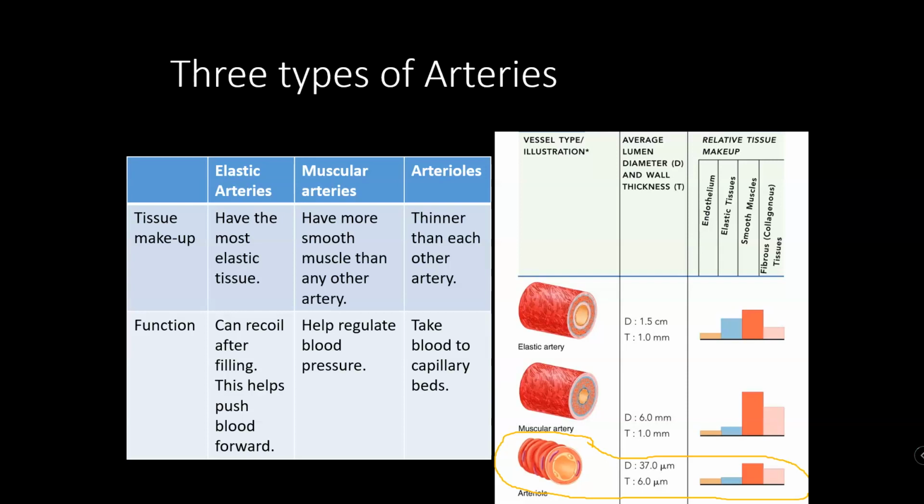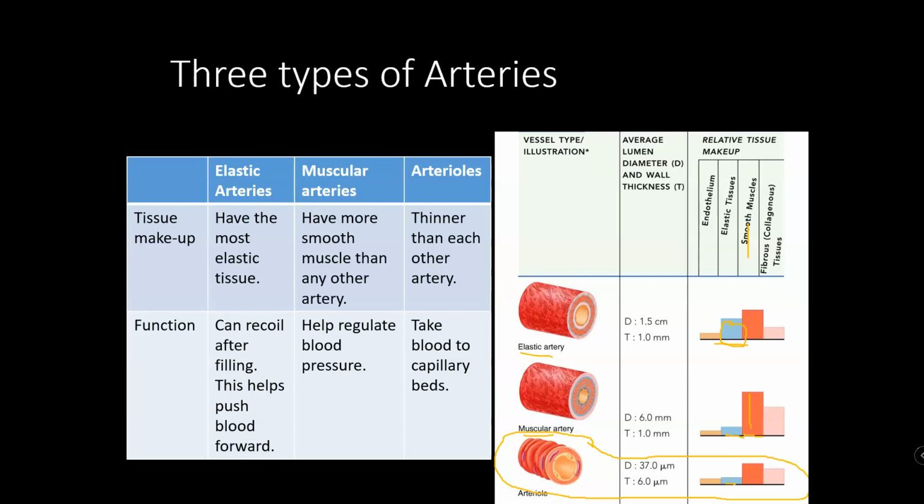From there, what I want you to notice is muscular arteries have the most smooth muscle compared to any of the other tissue types that are present there. And then the elastic arteries, they have more elastic tissue as compared to any of the other arteries that are on there. So they are named based on which tissue they have the most of present in them. And then that's trying to tell you also what their function is.